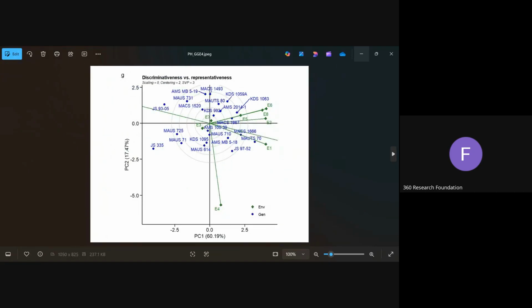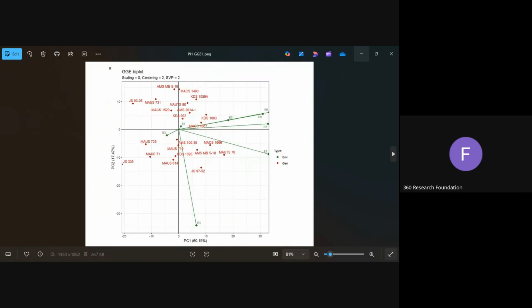So this is what we have seen from the basic biplot up to the relationship between two environments. So in total 7 biplots we saw.